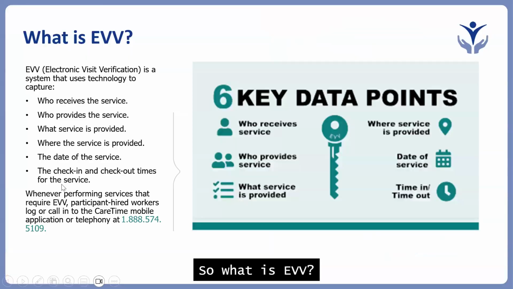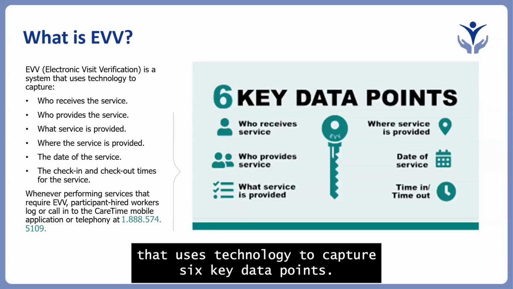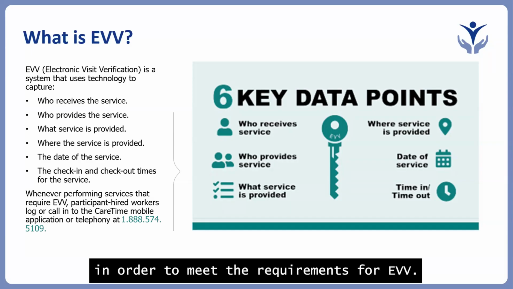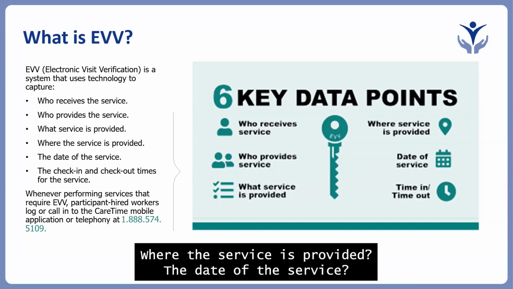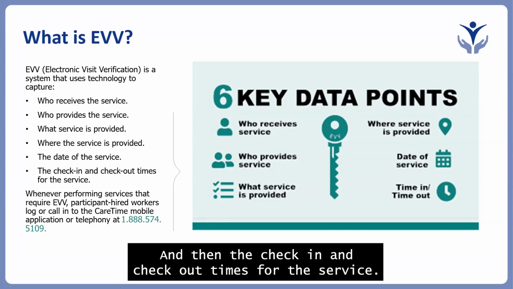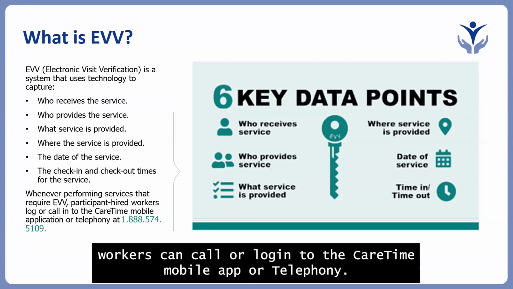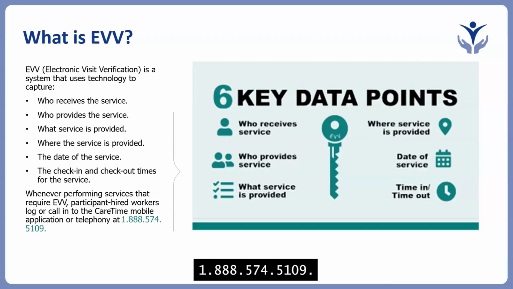So what is EVV? Electronic visit verification is a system that uses technology to capture 6 key data points. All 6 key data points must be present in order to meet the requirements for EVV. So those are who receives the service, who provides the service, what service is provided, where the service is provided, the date of the service, and then the check-in and check-out times for the service. Whenever performing services that require EVV, workers can call or log into the Care Time mobile app or telephony. And that number for telephony is 1-888-574-5109.